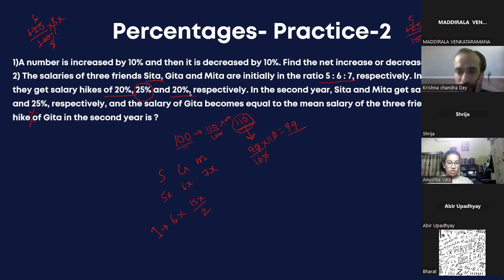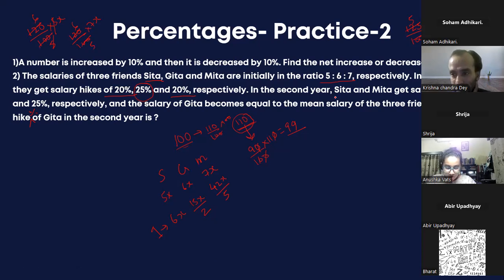Nita's salary increment is again 20%. So what should be her salary? Again, 120 by 100 of 7x. If I cancel by 20, 6 by 5, 42x by 5. Right? This is what it is after the first year. Sita, Geeta, Mita. Cool. Is it clear till here what I did? Yes, sir. Okay.